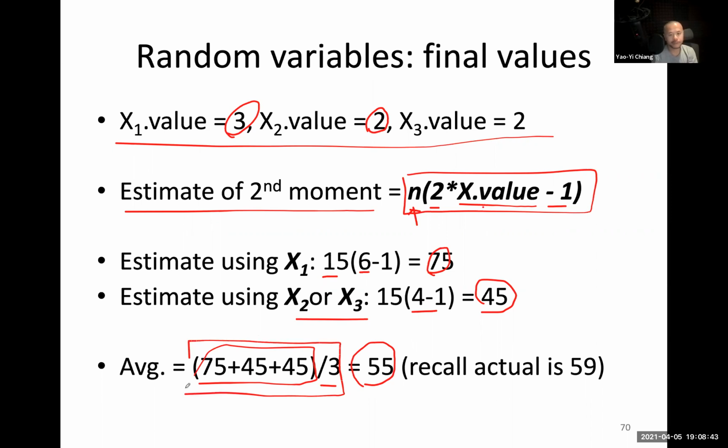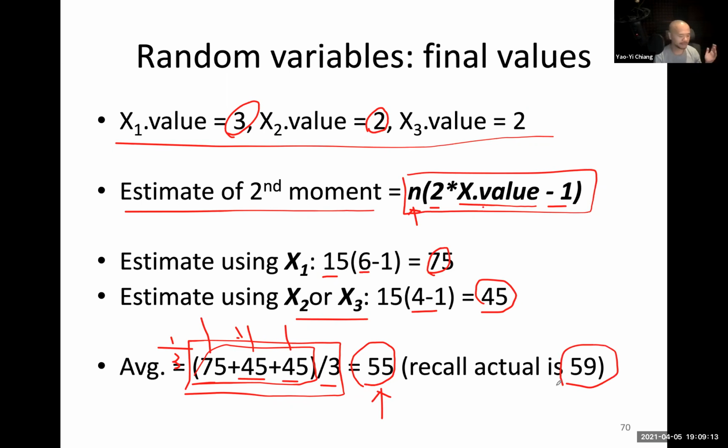Why do we call it the expected number? Well, because you have 3 values, you just sum them up, divided by 3. It's the same as you say, all right, 1 over 3 times 75 plus 1 over 3 times 45 plus 1 over 3 times 45, right? You have 55. Cool. So your actual value, if you record everything, it's 59. So we are very close.